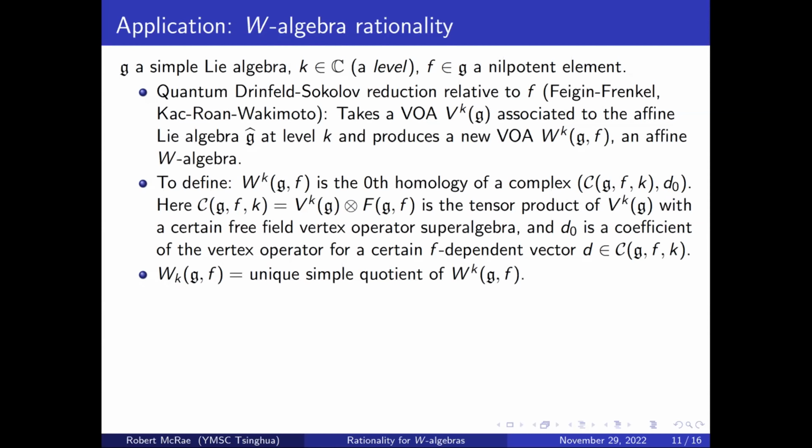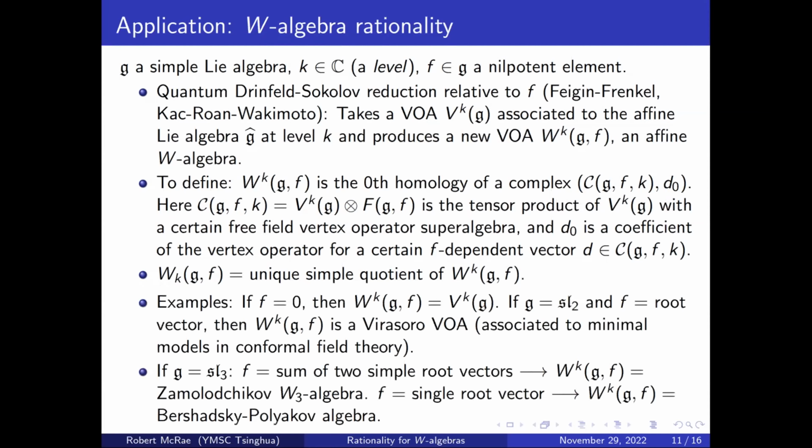And then the zeroth homology of this complex is a VOA called the W-algebra, and then you can take its unique simple quotient to get the simple W-algebra associated to G and F at level K. So some of the basic examples of these: if you take the trivial nilpotent element 0, then this W-algebra is always just the original VOA that was associated to the affine Lie algebra.